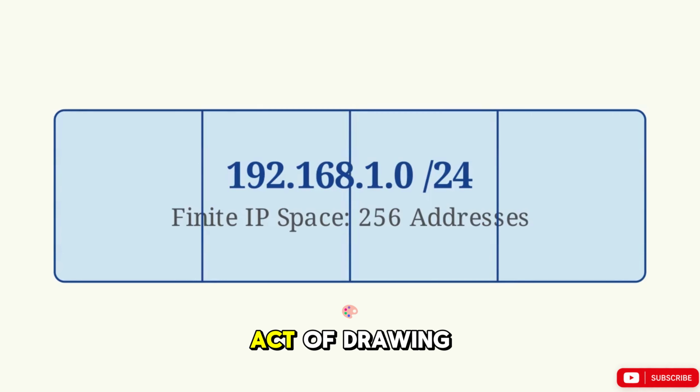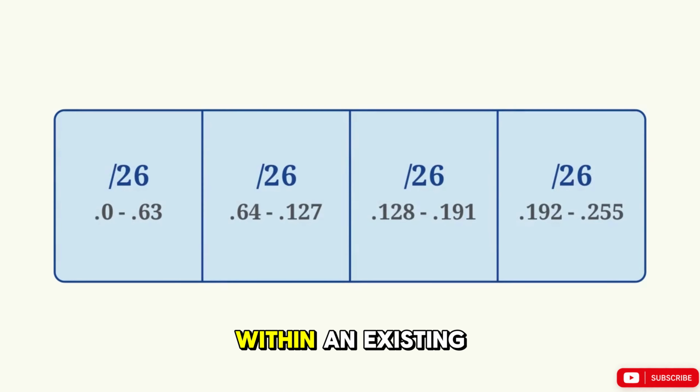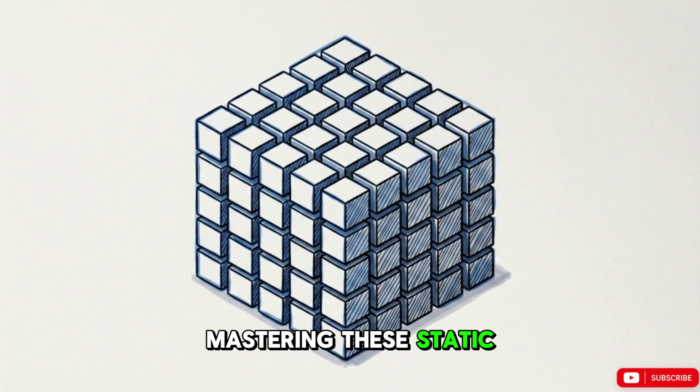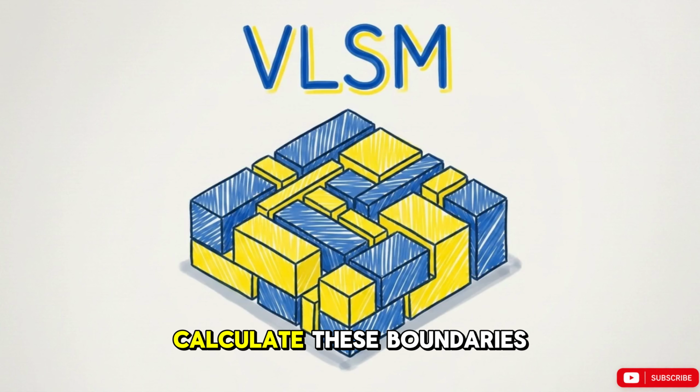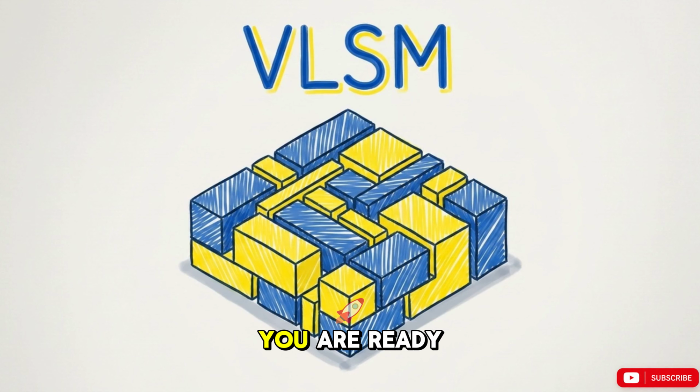Subnetting is simply the act of drawing new boundary lines within an existing, finite IP space. Mastering these static block sizes is the required foundational step. Once you can calculate these boundaries naturally, you are ready to apply them to variable length subnet masking, which we cover in the next video.